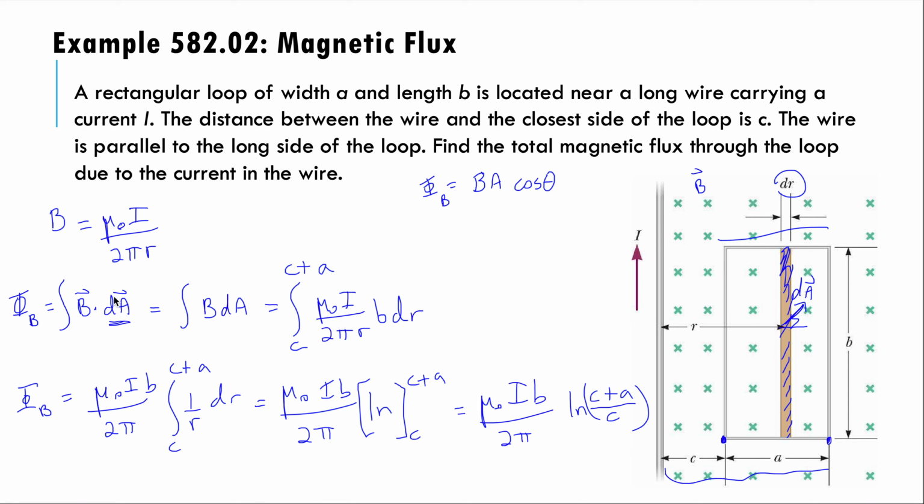If the field is not constant through the loop or the area is not flat, we have to use the integral form of the equation to calculate the flux.